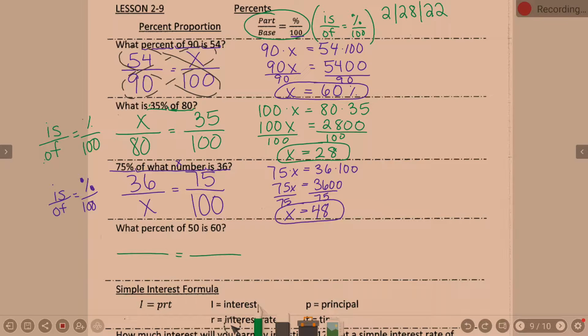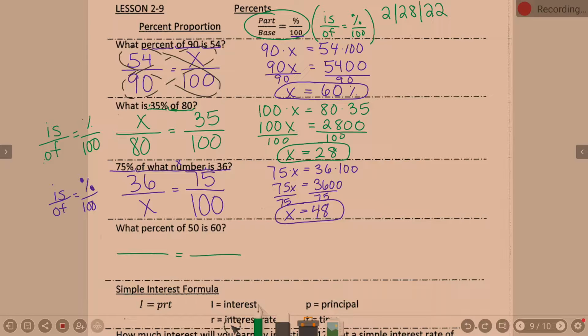What percent of 50? Okay, well, the 100. Hold on. What percent of 50 is 60? Trust me, I appreciate you wanting to answer questions, but I'm trying to get some of my quieter ones.